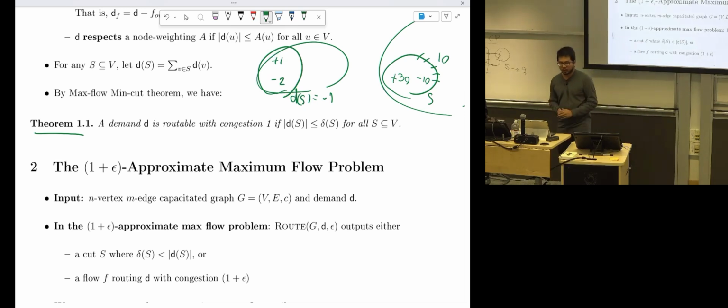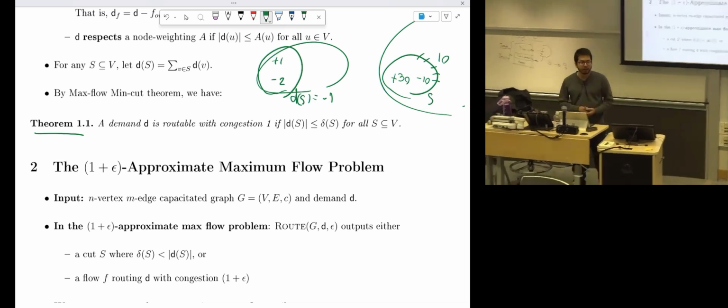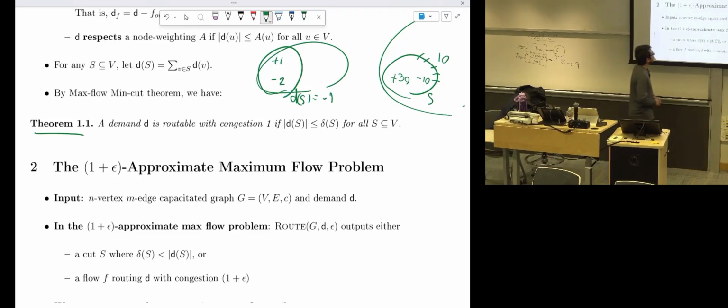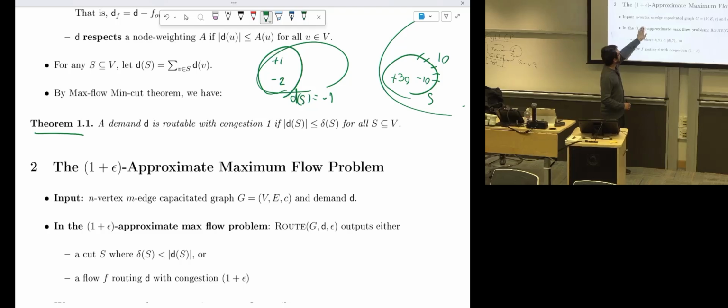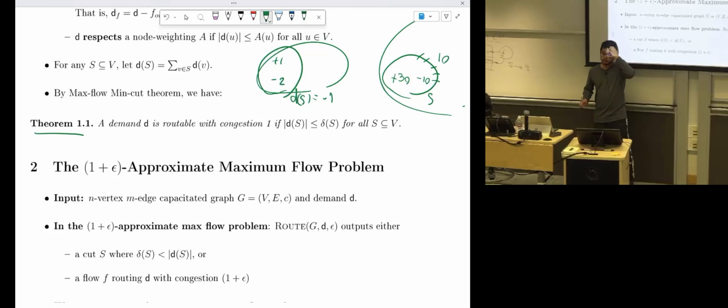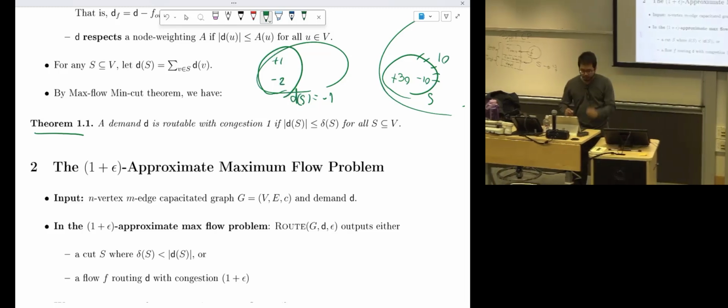We just need to find some flow routing this demand with congestion 1 plus epsilon. So that's the approximate max flow problem. If epsilon is 0, you can see that just by using a max flow black box, you can solve this problem. But this is the problem we want to do today.